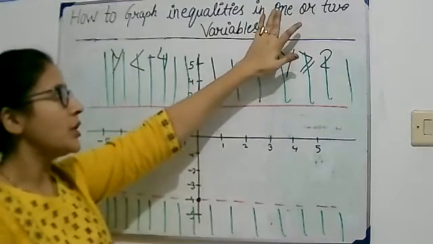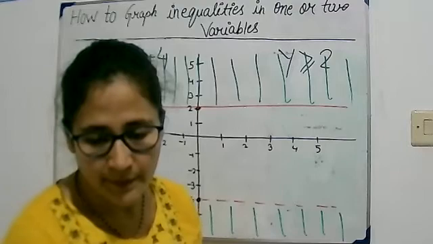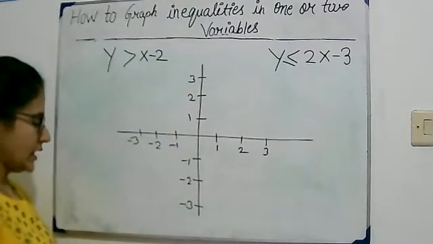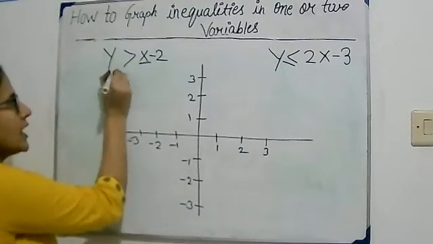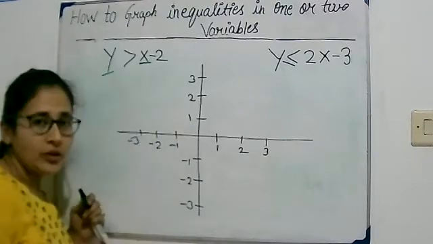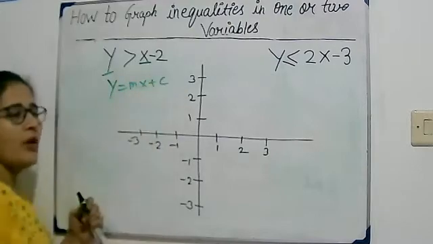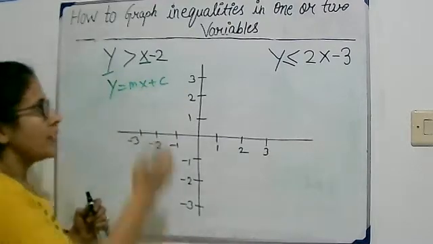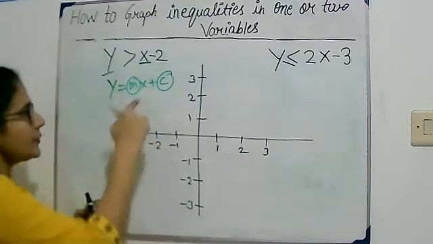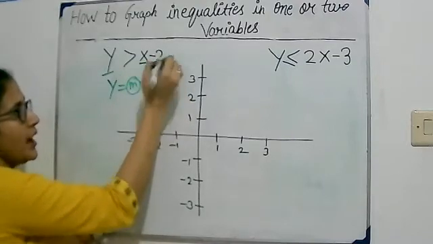Now let's see the questions for inequalities with two variables. Here we have two variables x and y. So now this is in the form y is equal to mx plus c. This is the slope and intercept form, where c is the intercept and m is the slope of the line. If you compare this with this, then the value of c is minus 2.